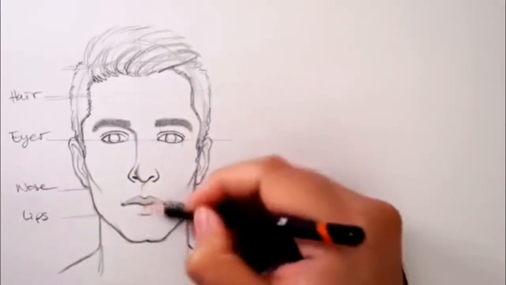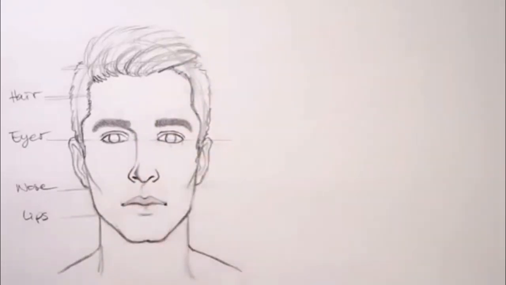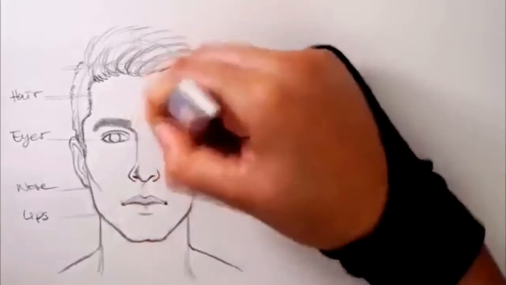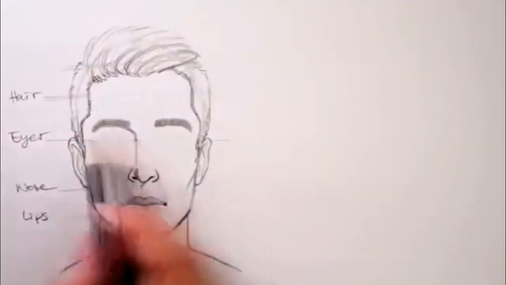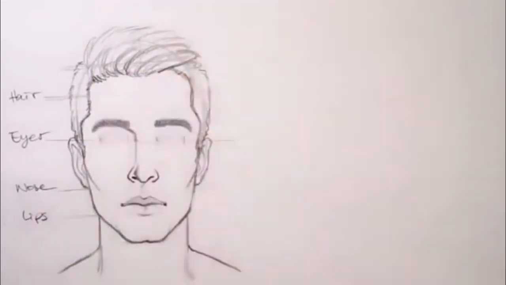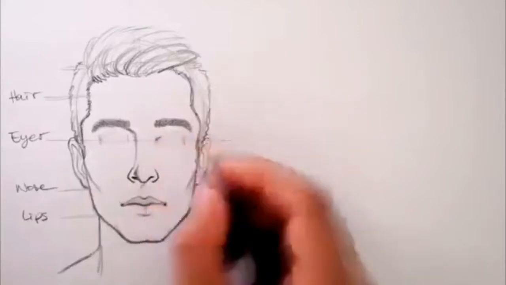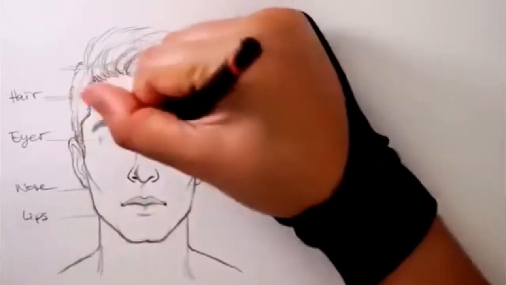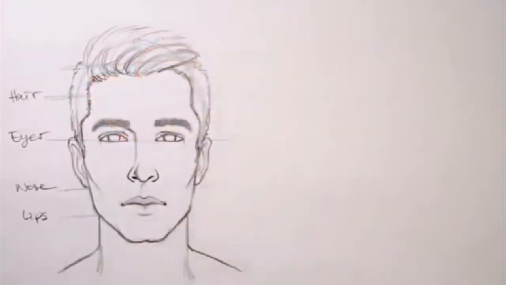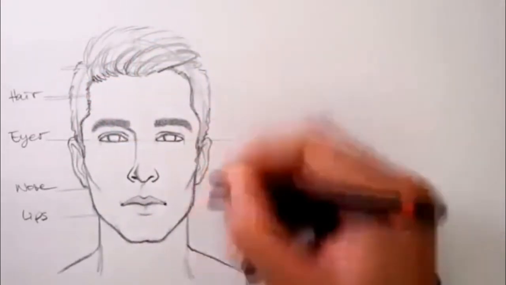If you want your character to look more chill and relaxed, make the eyes narrower so you can see less of the iris. The more visible the iris is, the more alert or intense your character will look. I really like how chill he looks now.